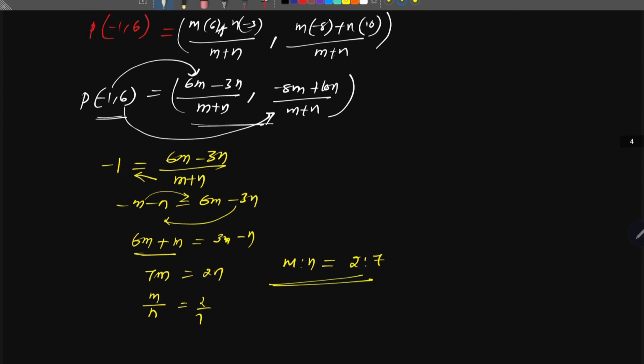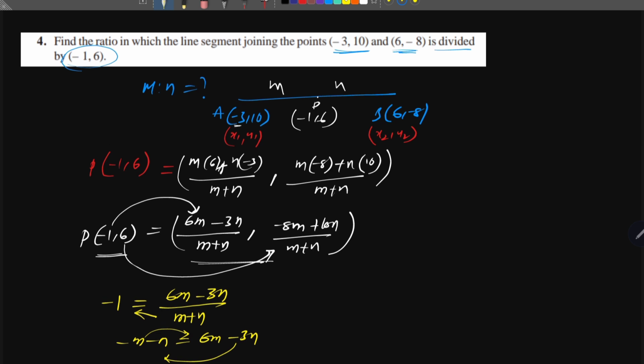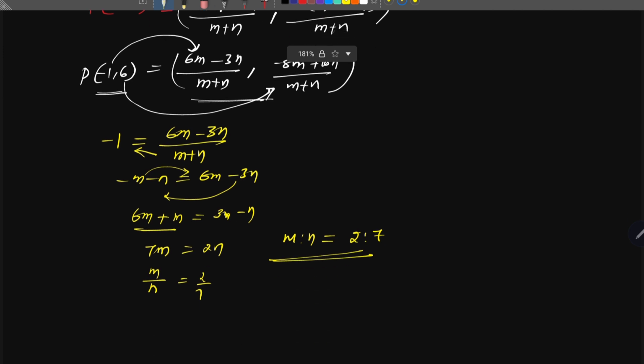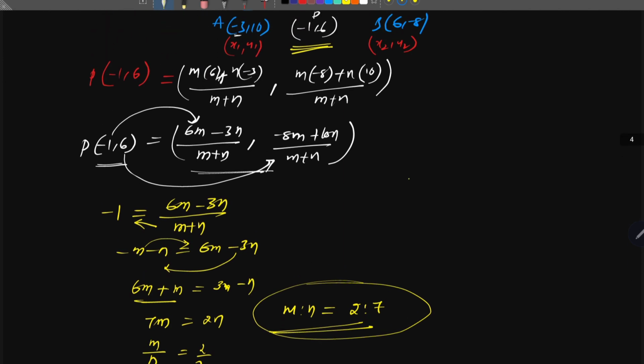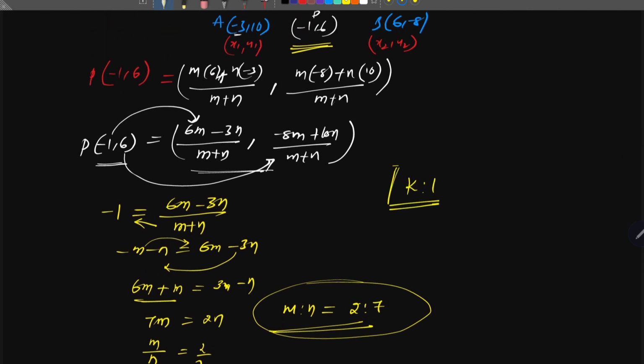the required ratio. Therefore the point (minus 1, 6) divides the given line segment in the ratio 2 is to 7. I hope you understood clearly. Some other books consider k is to 1, and that is also okay. If you understood it that way, the answer will be 2 is to 1, so here also we get the same answer.